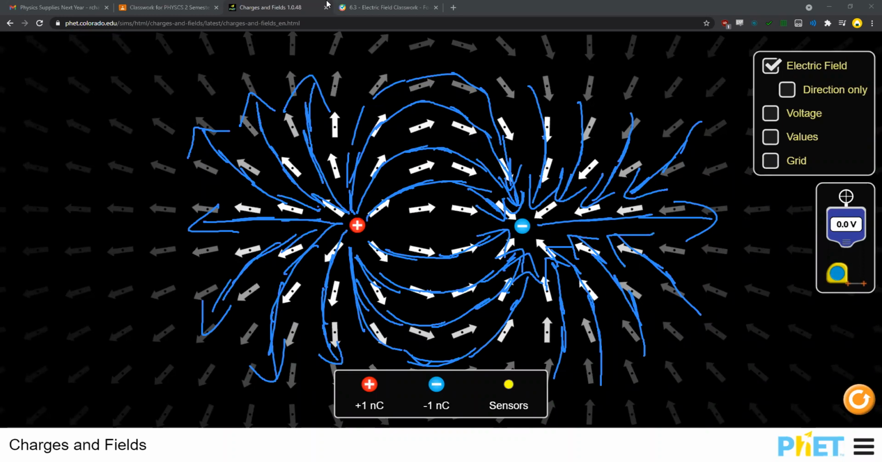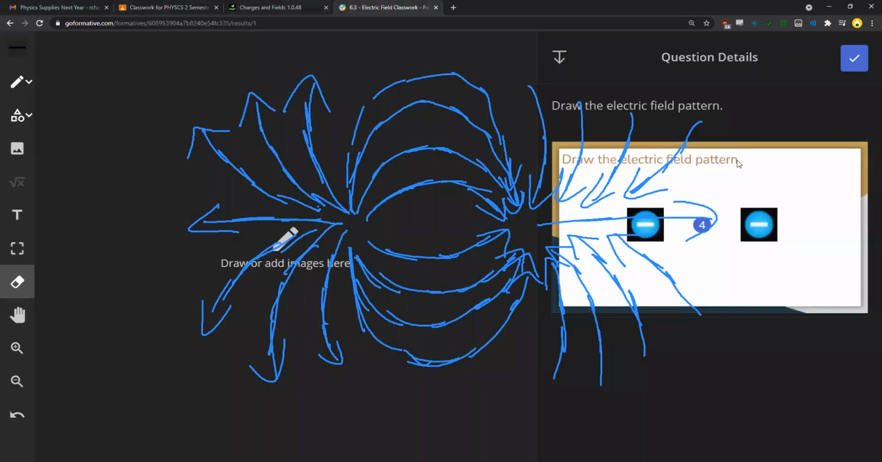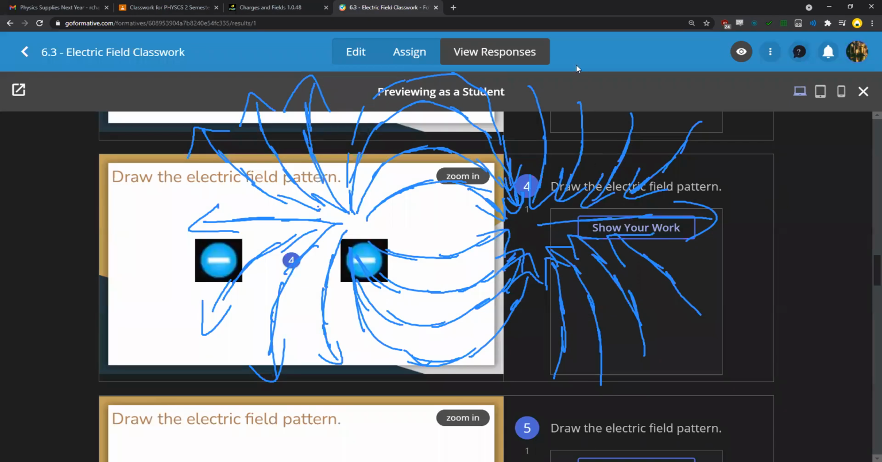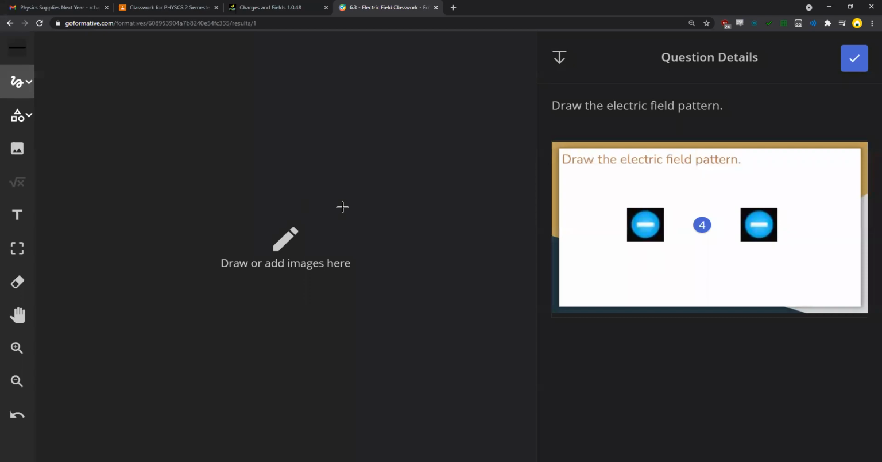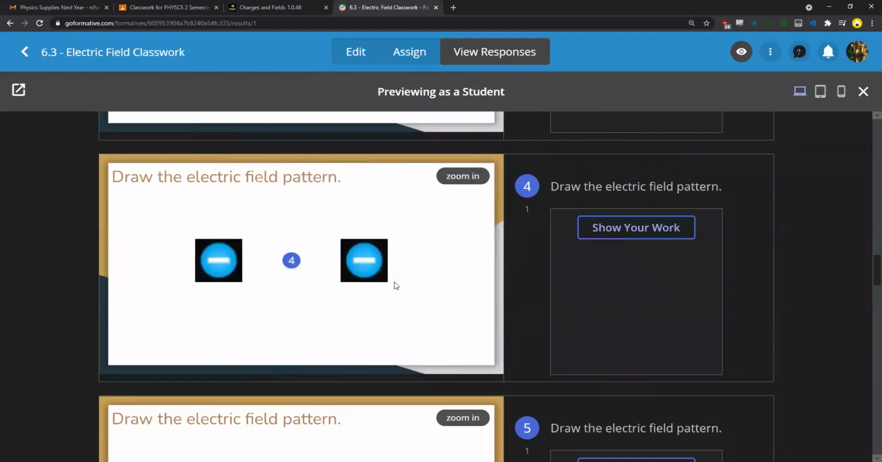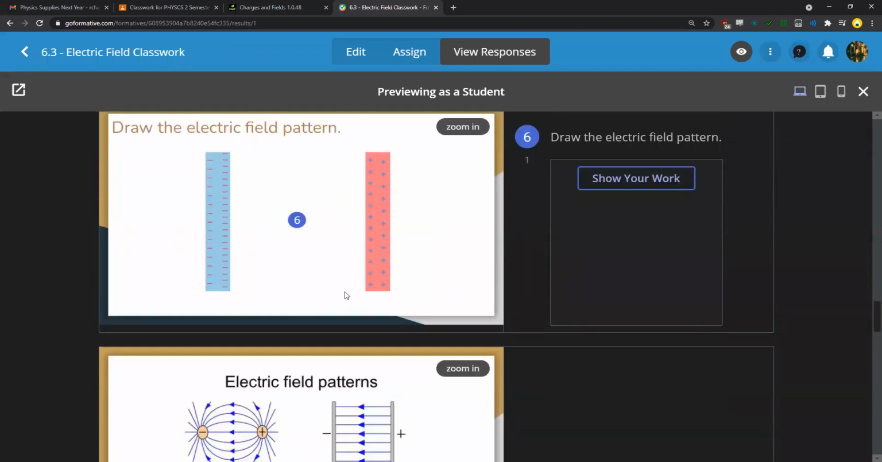How can you draw it? It's on the show your work. Just click show your work. So if you click the button show your work, you can draw it. That's number 5, yeah.